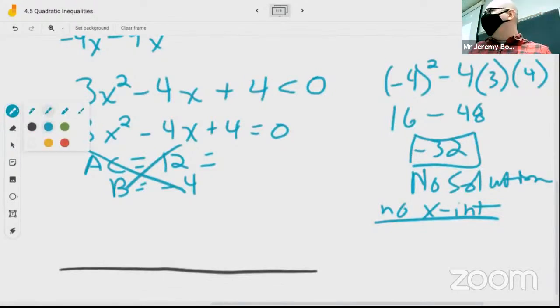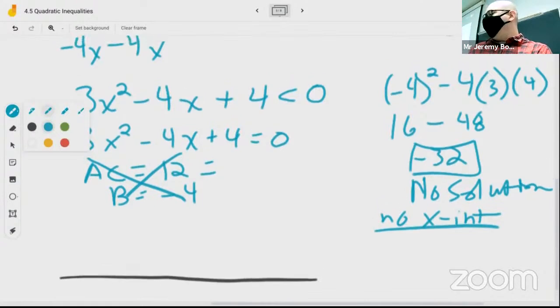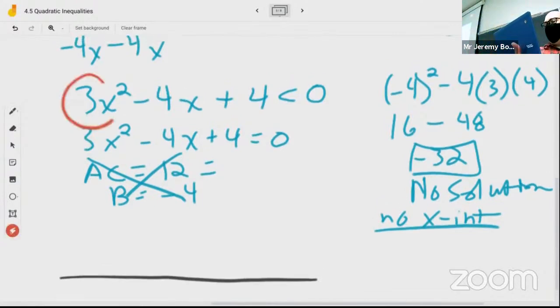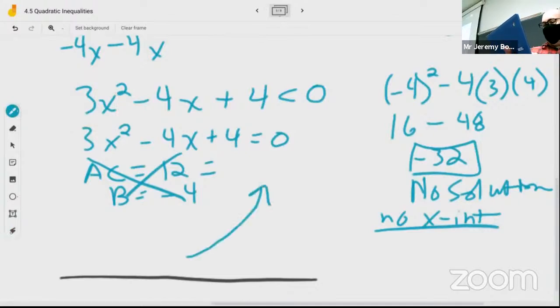Which way does it open though? It opens up, right? Because the a value is positive, so that means the whole thing is up above the x-axis like that. We can figure out what the vertex is if we wanted to, but for this problem, I don't care. Any questions on setting that up?